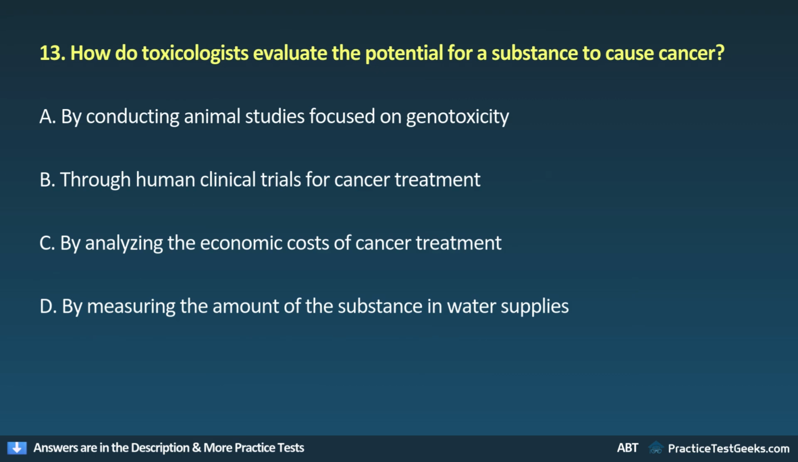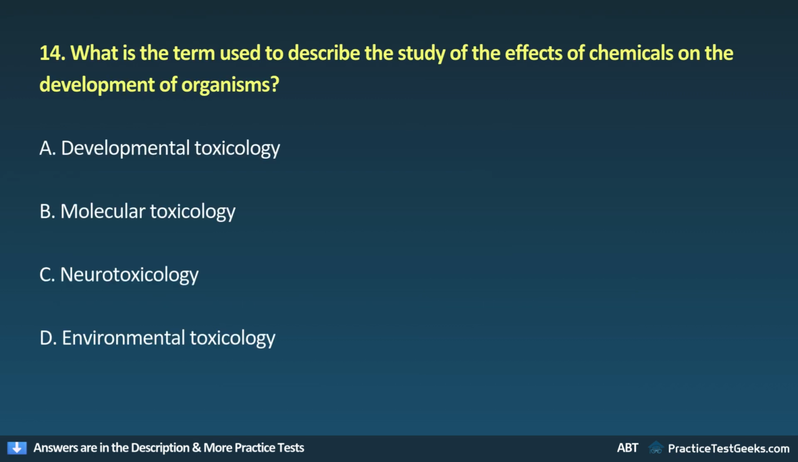13. How do toxicologists evaluate the potential for a substance to cause cancer? A. By conducting animal studies focused on genotoxicity. B. Through human clinical trials for cancer treatment. C. By analyzing the economic costs of cancer treatment. D. By measuring the amount of the substance in water supplies.